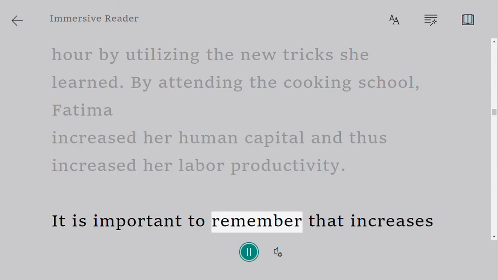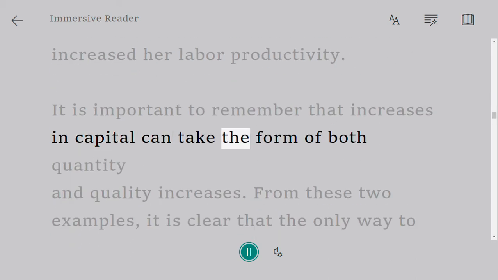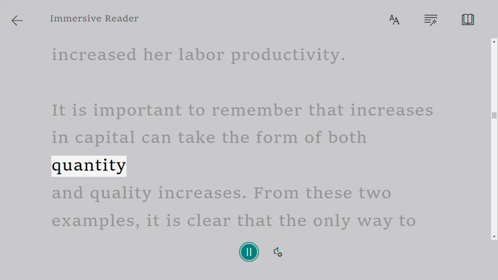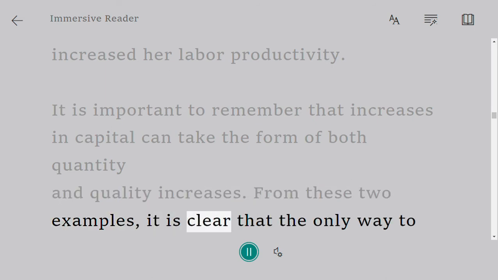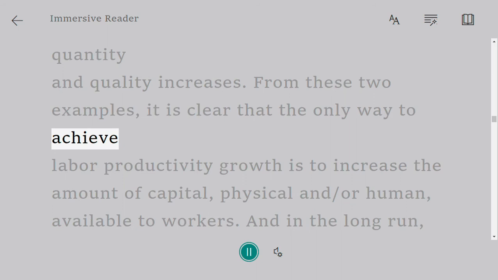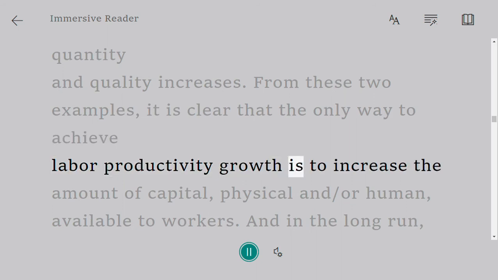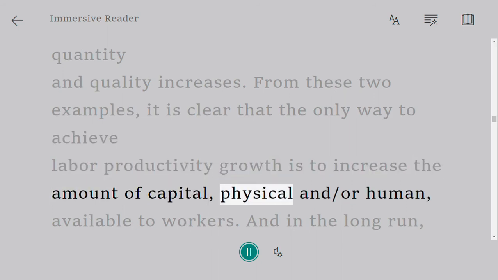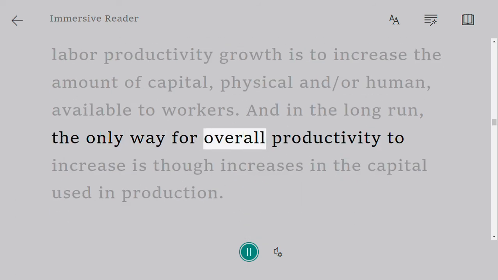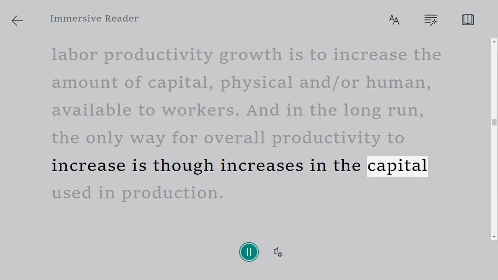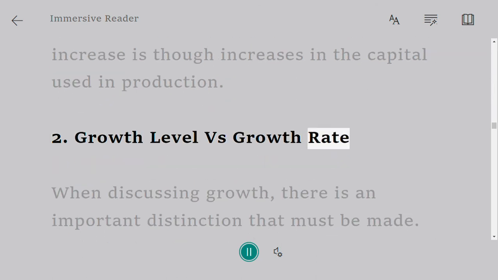It is important to remember that increases in capital can take the form of both quantity and quality increases. From these 2 examples, it is clear that the only way to achieve labor productivity growth is to increase the amount of capital, physical and/or human, available to workers. And in the long run, the only way for overall productivity to increase is through increases in the capital used in production.